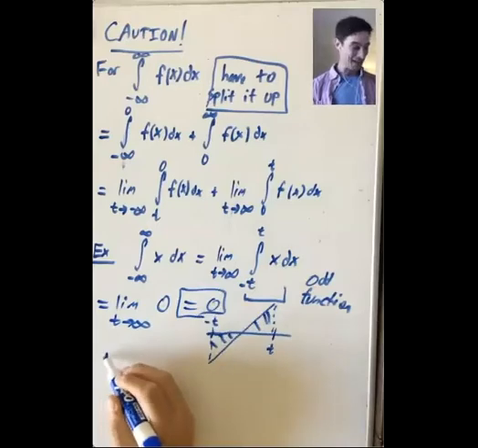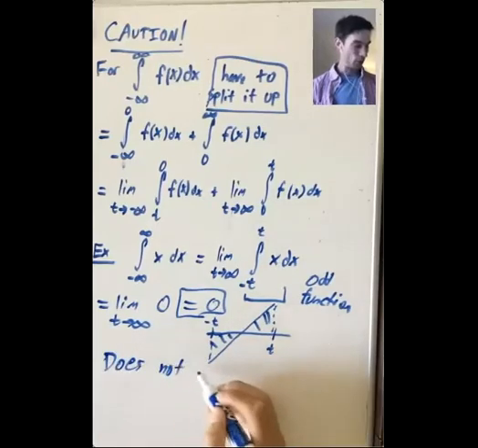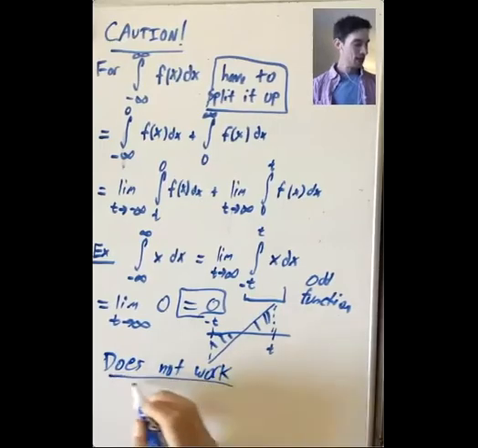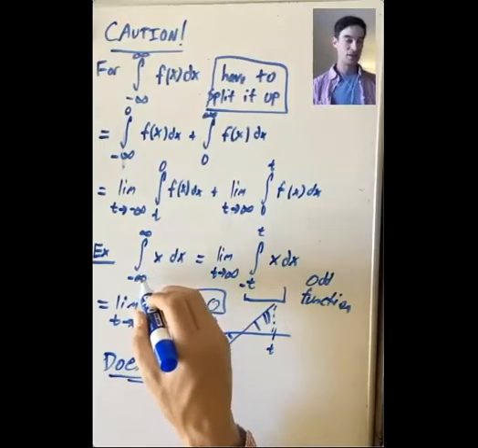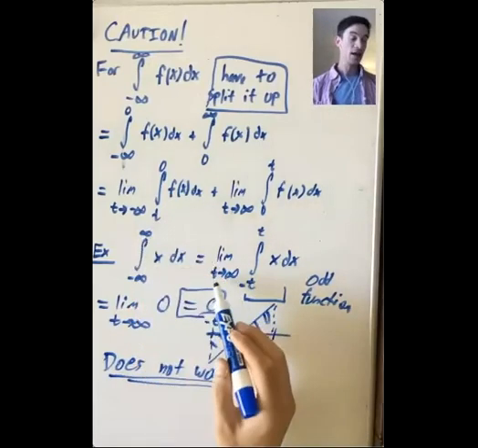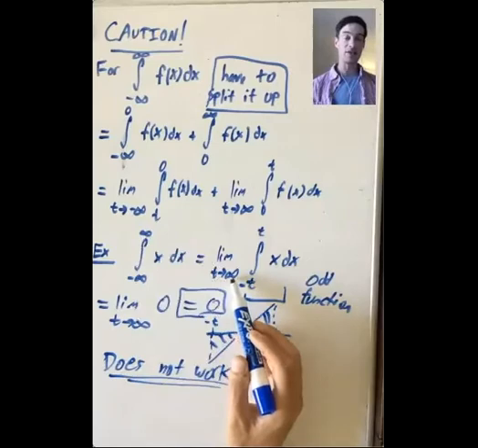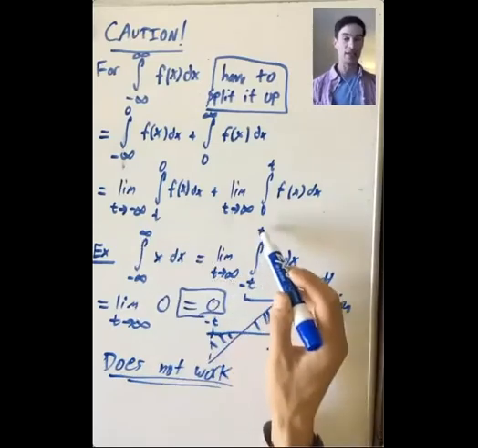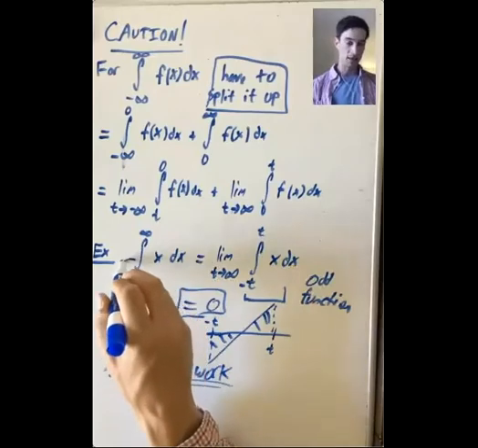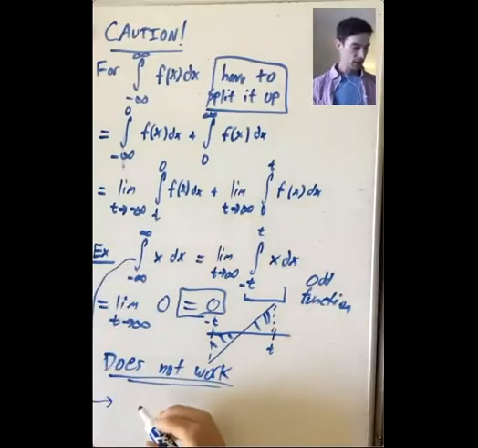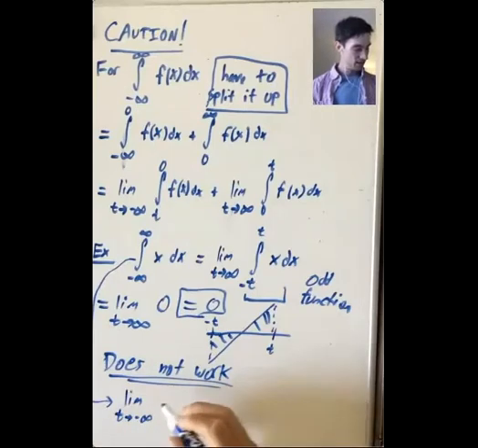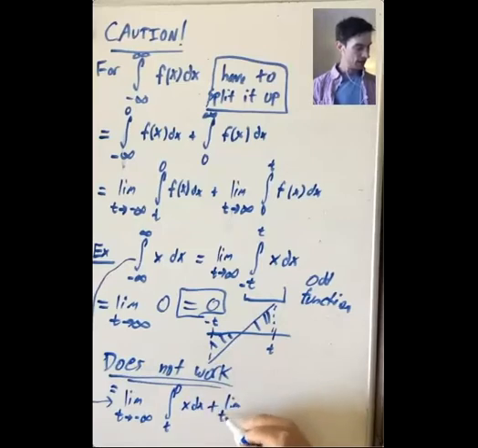Okay, why did I bring this up? This does not work. Even if you have an integral that starts at minus infinity and goes to plus infinity, do not think of it as the limit as t goes to infinity of an integral of the function from minus t to t. What really should happen here is that you write this as a limit as t goes to minus infinity of an integral from t to 0 of x dx plus a limit as t goes to infinity of the integral from 0 to t of x dx.